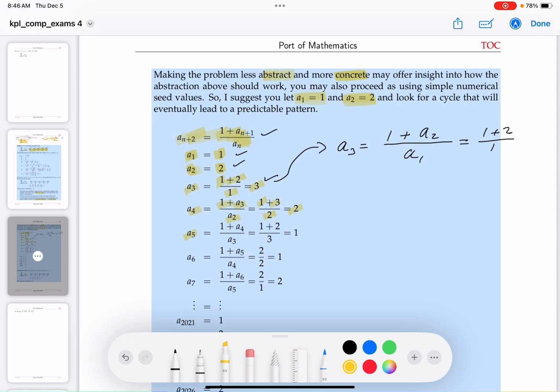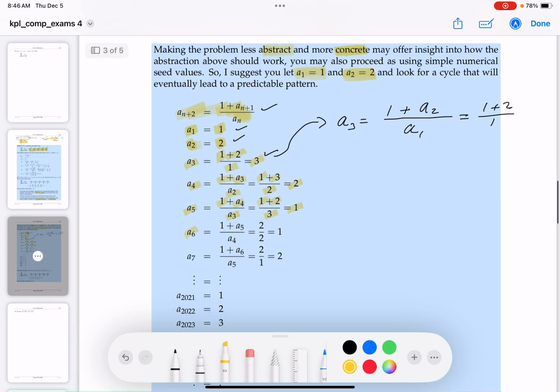Then what do you get over here? 1 plus A4. What's A4? Well, A4 is 2. And then what do I get? I divide by A3. What's A3? Well, that's 3. 1 plus 2 is 3. 3 divided by 3 is 1.